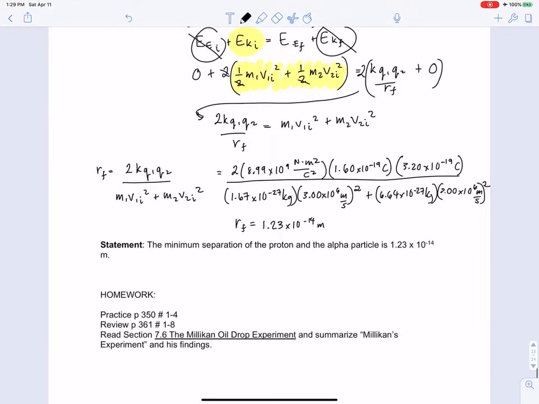Okay, a few things for homework. I want you to try practice problems 1 to 4, review questions 1 to 8, but I also want you to read section 7.6. One of the most important experiments in the history of physics is the Millikan oil drop experiment. Your job is to read through this section. You don't need any of my help doing so. And I want you to summarize Millikan's experiment and his findings. Good luck.